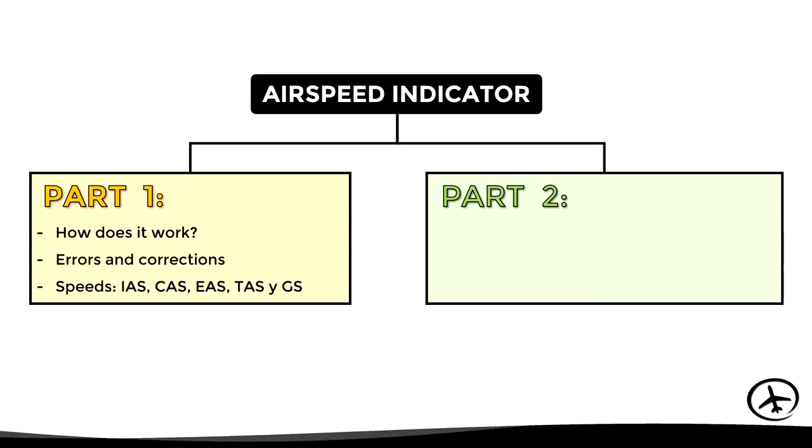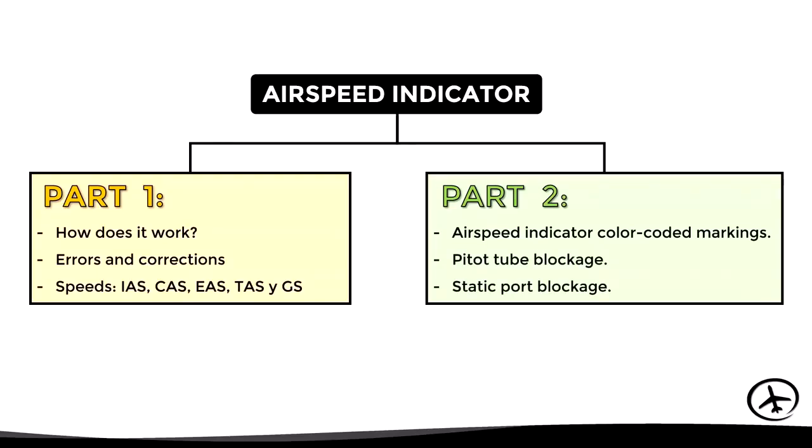In the next video, or second part, we will see the color-coded markings of the indicator, how would the instrument react to a pitot tube blockage, as well as a static port blockage. So with this being said, let's get started with how an airspeed indicator works.